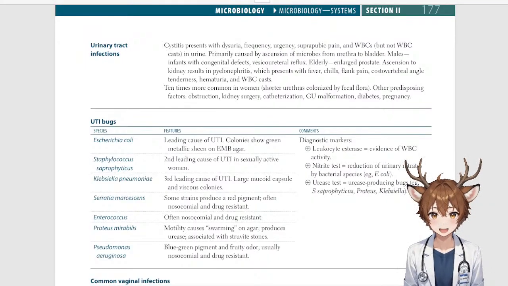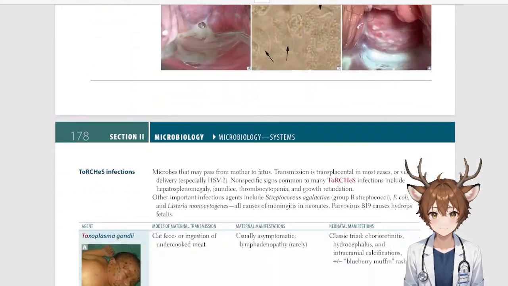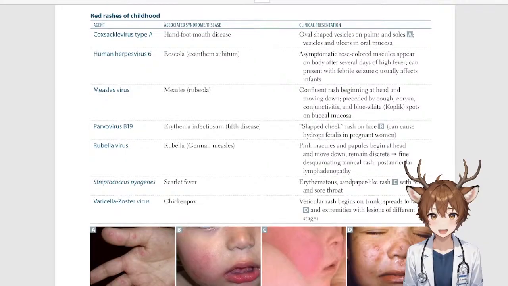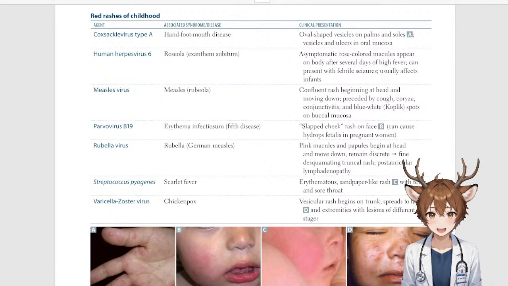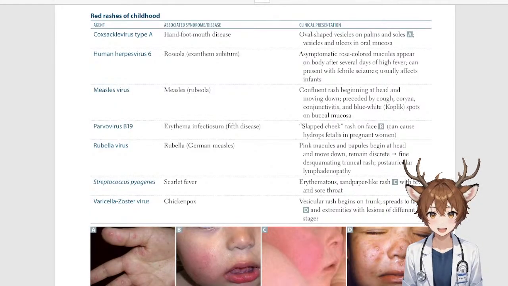UTIs, urinary tract infections. But actually, I will be going on to red rashes of childhood, so we'll be doing some skipping around perhaps. Wow, these things can be quite nasty. Red rashes of childhood. So we have agent-associated syndrome and disease in a clinical presentation.